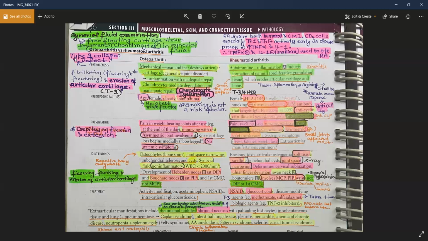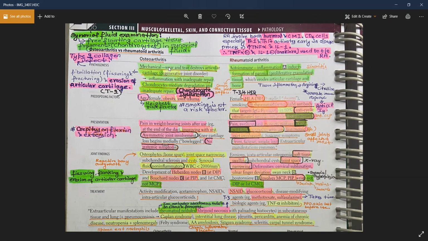It is a type 2 collagen defect because it's a defect in the cartilage, not in the bone itself. Very important. It is a defect of the cartilage, not the bone. Risk factors first of all include the age of the patient. The highest risk factor is age. Then female sex is very important. Obesity and any kind of joint trauma are also important. Smoking is not a risk factor for osteoarthritis.